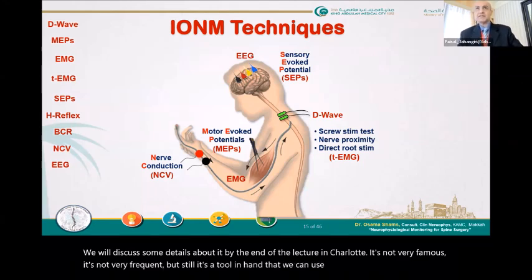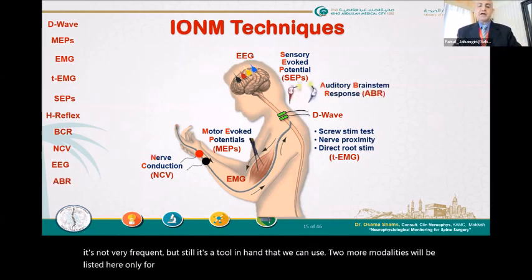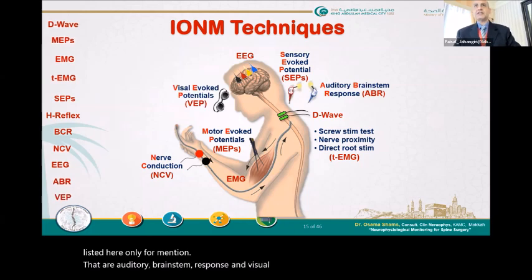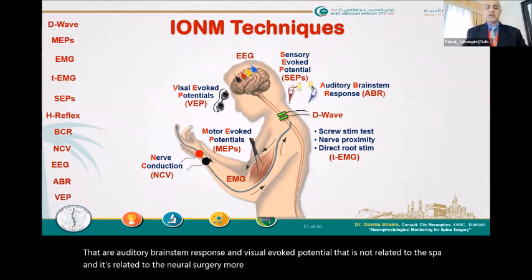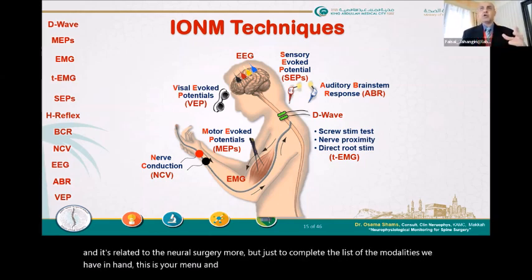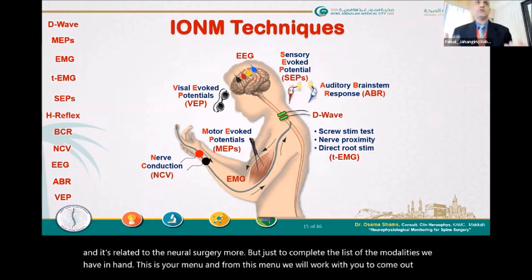Two more modalities will be listed here, only mentioned, that are auditory brainstem response and visual evoked potential. That is not related to the spine, it's related to neurosurgery more, but just to complete the list of the modalities we have in hand. This is your menu, and from this menu, we will work with you to come out with the safest protocol for the patient.